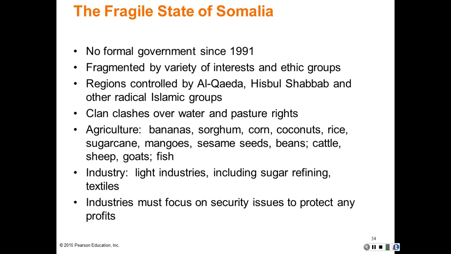Agriculture includes bananas, sorghum, corn, coconuts, rice, sugarcane, mango, sesame seeds, beans, cattle, sheep, goats, and fishing as a coastal country. Industry includes basically just light industries and sugar refining and textiles. Industries that do develop are primarily in urban areas, and in addition to production, must focus on serious security issues to protect any profits and the commodities that they trade.